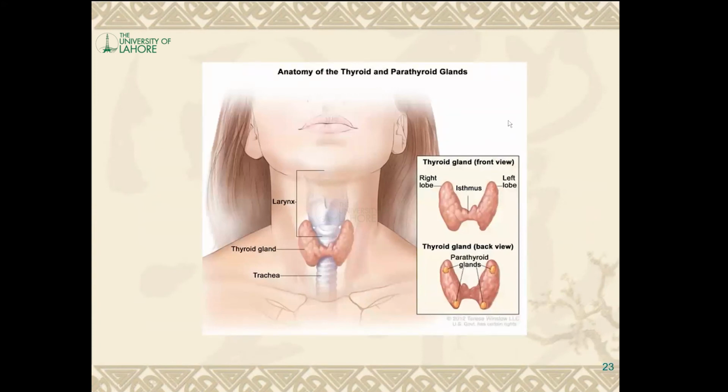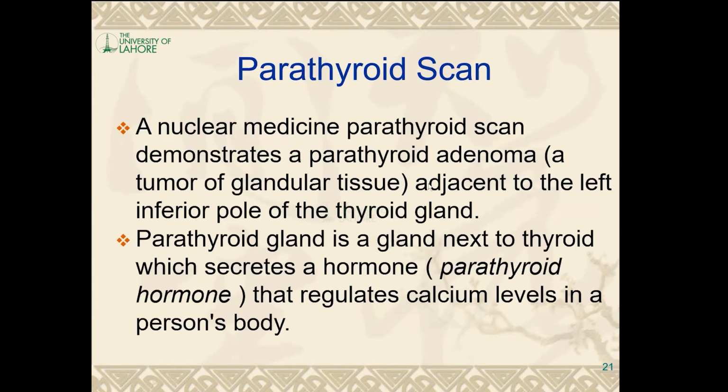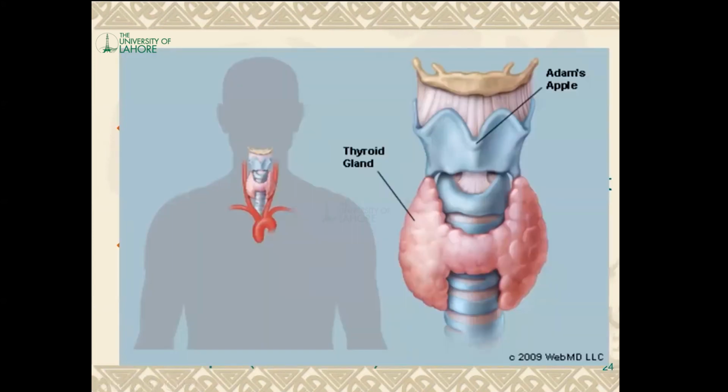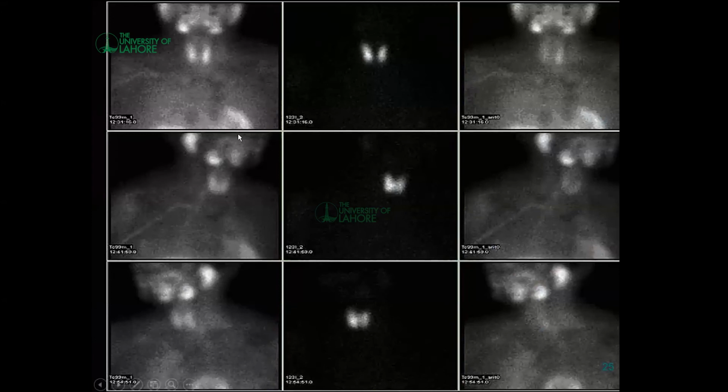This is the anatomy of the thyroid and parathyroid glands. This is the thyroid gland. In the front view, you can see the thyroid gland, and in the back view, you can see the parathyroid glands. Basically, parathyroid glands are used for regulation of calcium levels. So when there is an excess, such as a tumor, we detect it through nuclear medicine imaging. This is the image you can see here, of the parathyroid gland.